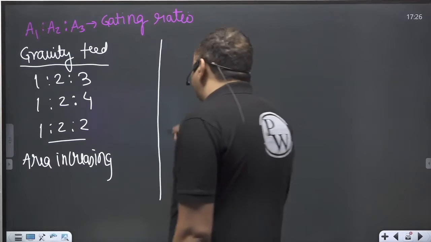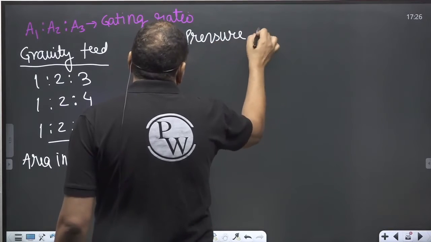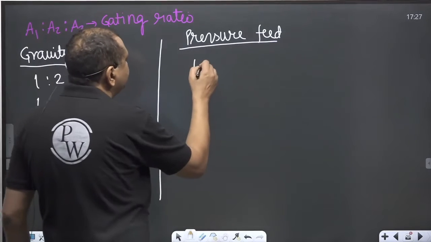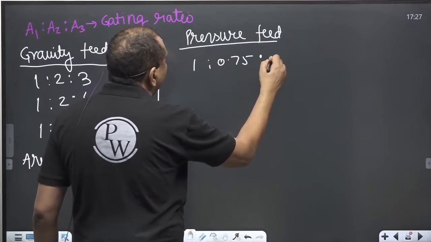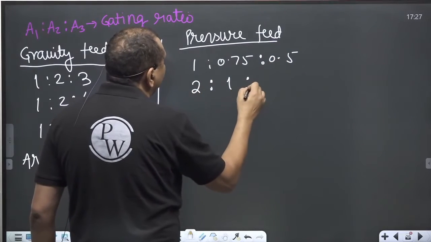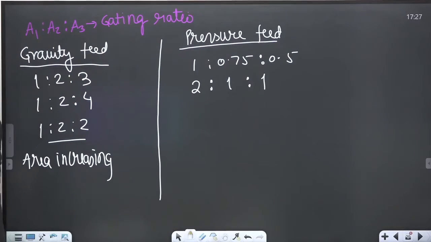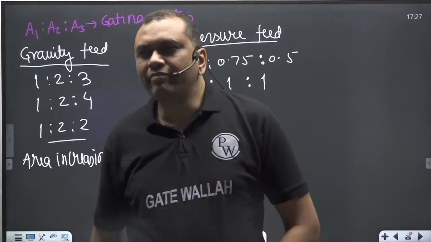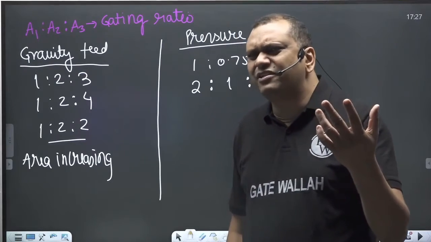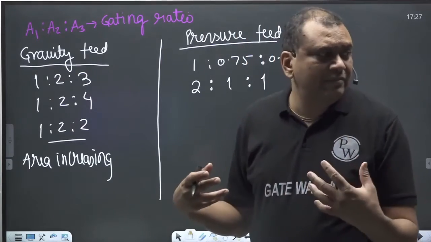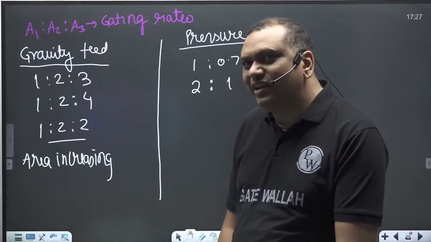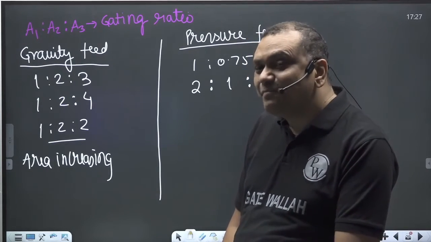But if it is a pressure feed system, it will be 1 is to 0.75 is to 0.5, or sometimes we say 2 is to 1 is to 1. Because the pressure is already very high, there is no question of aspiration effect, because in the channel, pressure is already above the atmospheric pressure. So now what do we want? We want to fill the mold cavity quickly. We want more velocity of liquid metal. So we keep on decreasing the area.